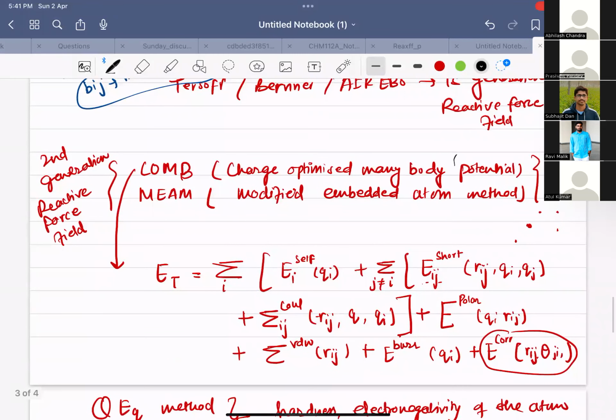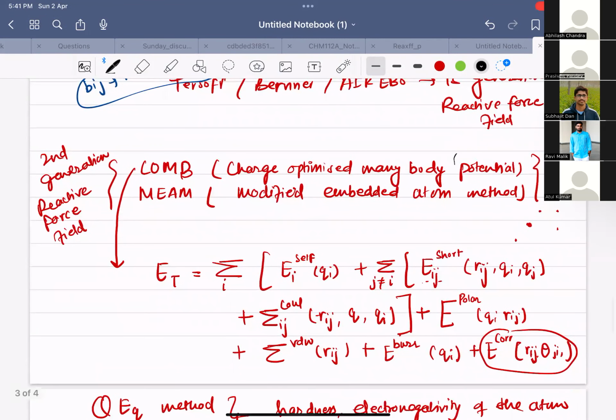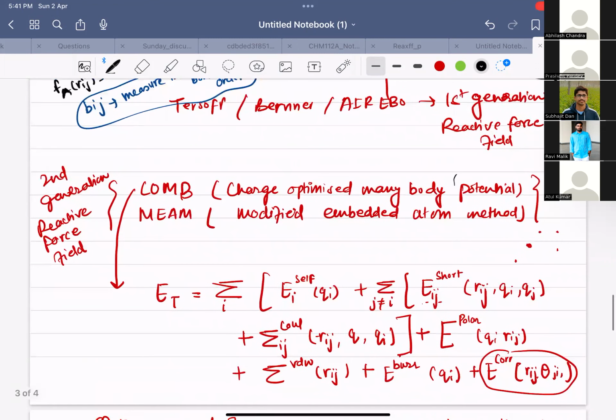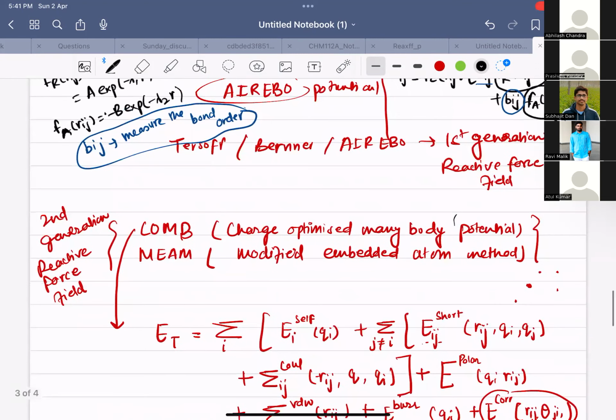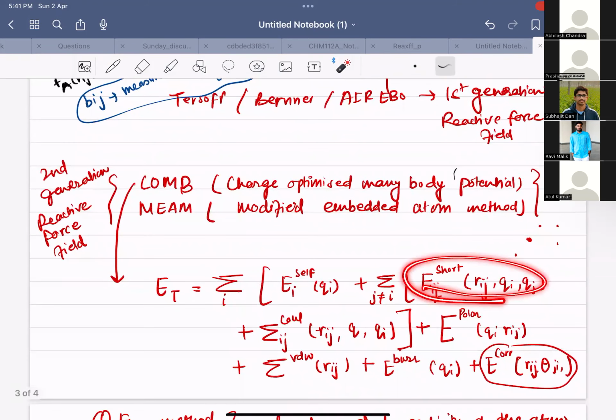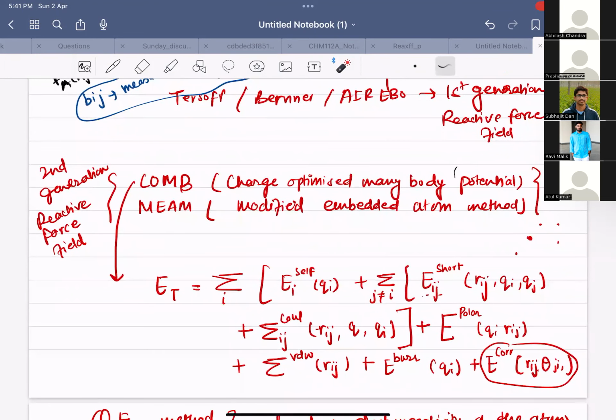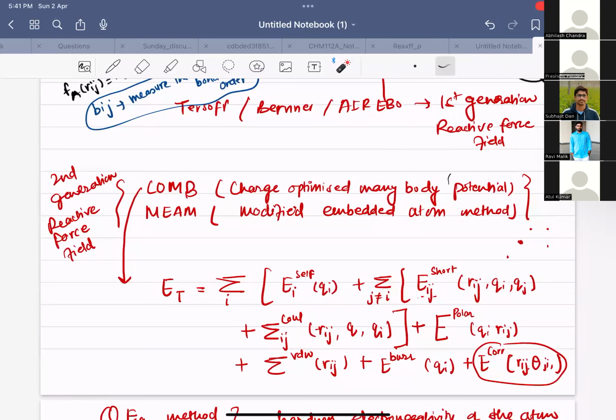Yeah, it should be there, because if this Bij will not be here, then there will be no use of this equation, and then this will not be called a reactive force field. So there should be this kind of Bij function in this. Deepika is asking whether it is included in the self or short term. This will be included in the short term. It will not be included in the self term, because the self term is per atom. This will be defined as the self energy of an atom.